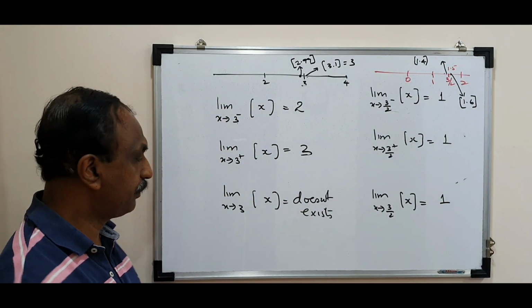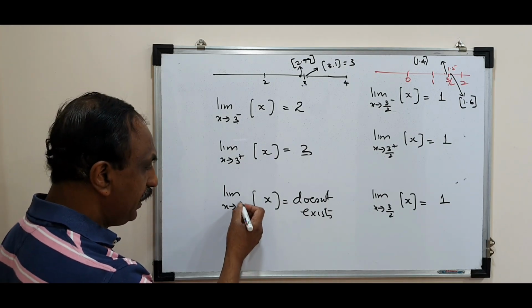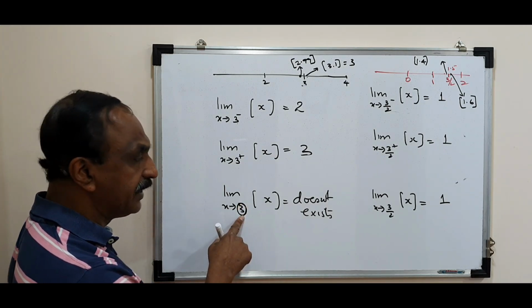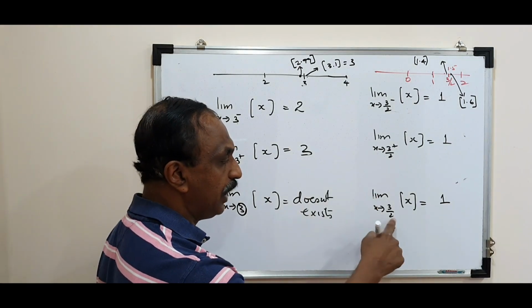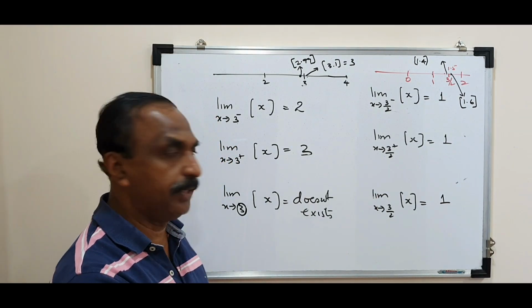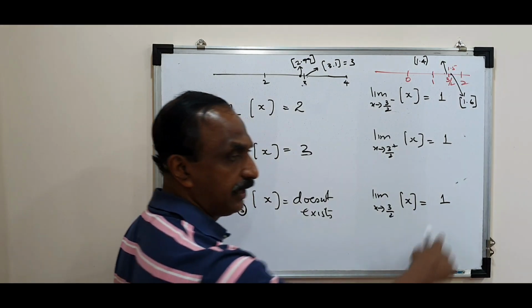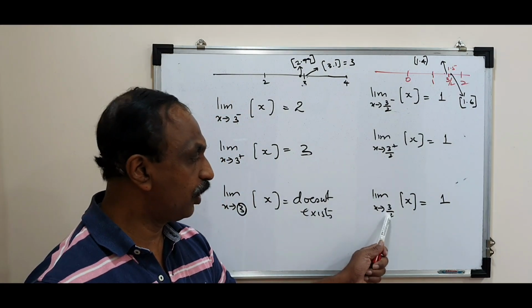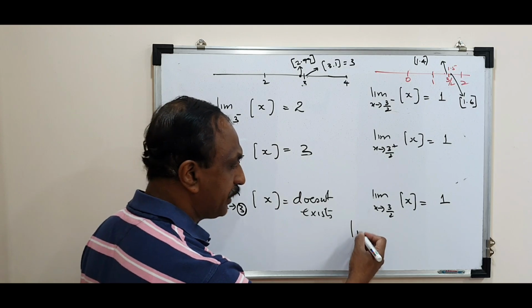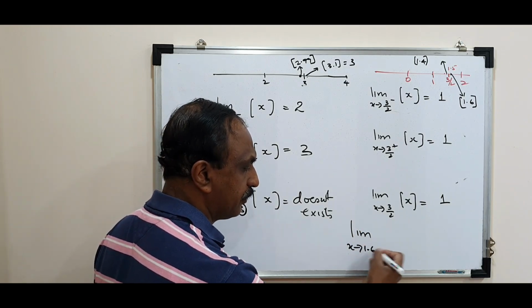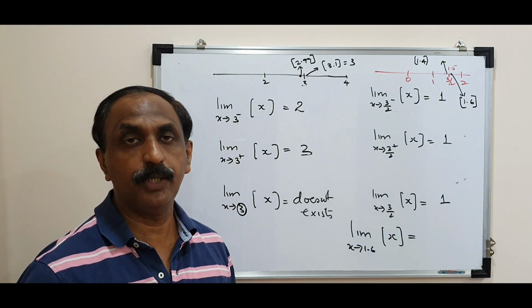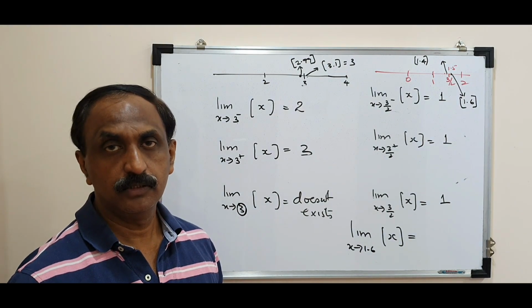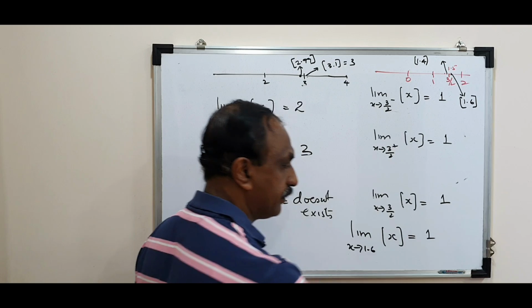So what have you understood from these two examples? If x is tending to an integer, the limit will not exist. If x is tending to a non-integer, a fraction or decimal, it will give you a limit, which will be the lower integer. For example, limit x tending to 1.6 of integer of x: 1.6 lies between 1 and 2, so your answer is 1.